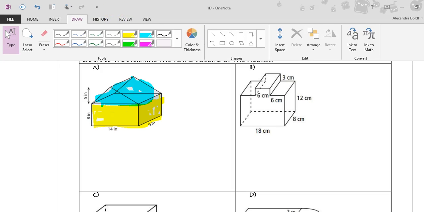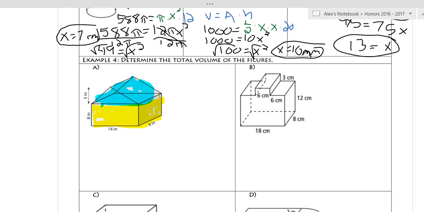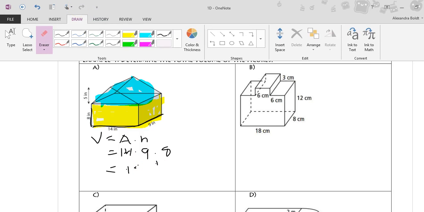So I'm going to find the volume of the big box first. So volume equals area of the base times the height. So that's 14 times 9 is the area of this base, and then my height is 8. So my volume of the prism on bottom is 1008, and that's inches cubed.